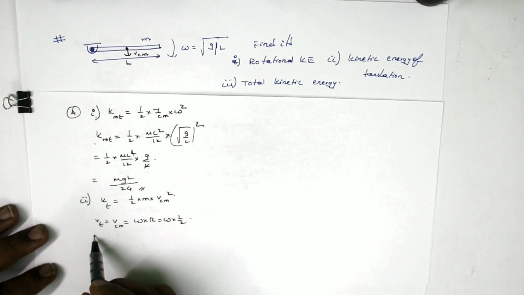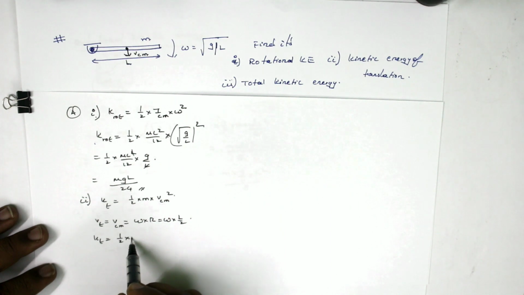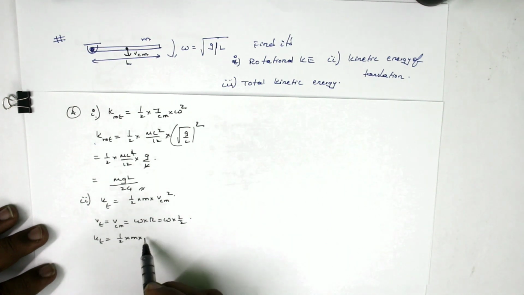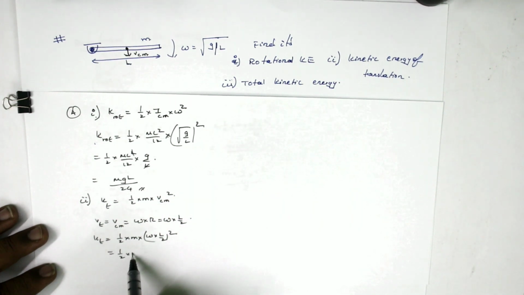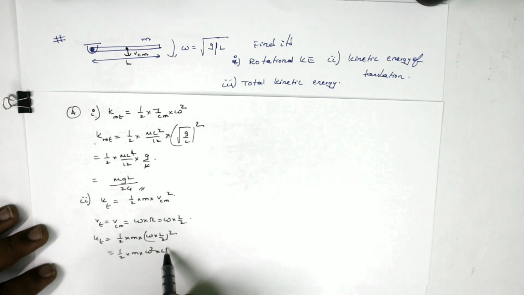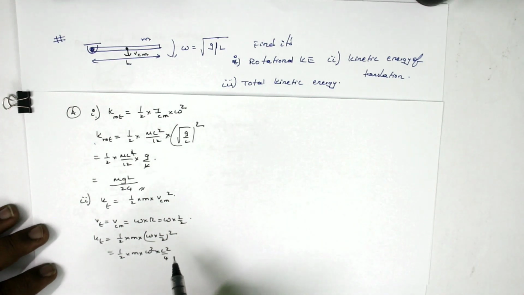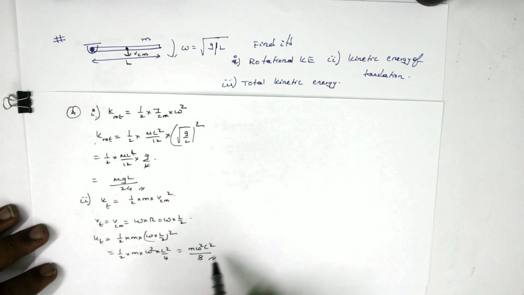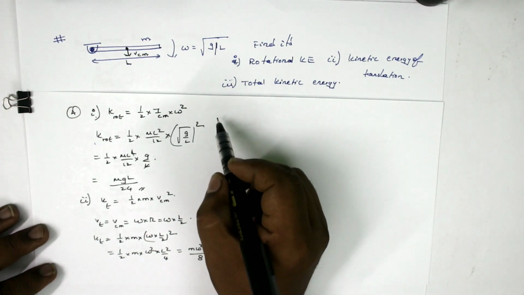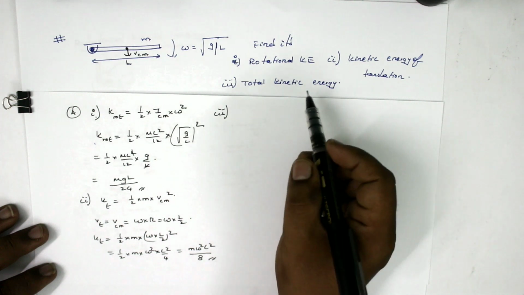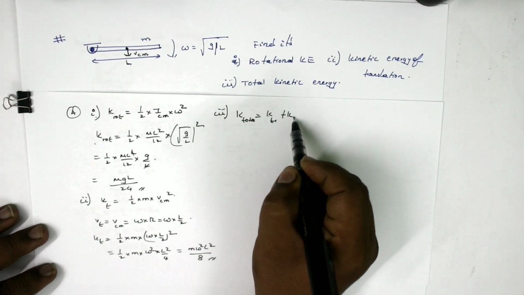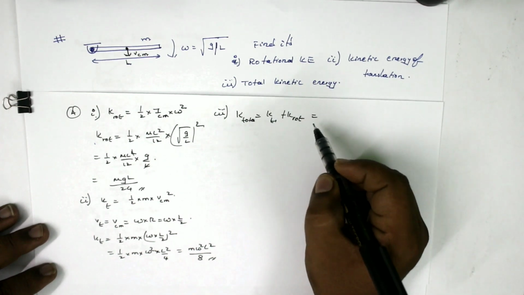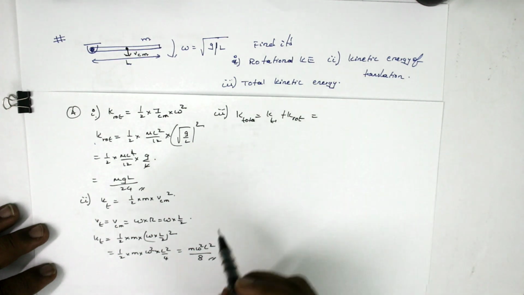Now if I substitute in this relation, K translational is equal to half into m into, instead of v CM, I will write omega into L by 2 whole square. Therefore half into m into omega square into L square divided by 4. The answer which we will get is m omega square L square divided by 8. So this is our translational kinetic energy. Now he is asking the third question also, which is called total kinetic energy. K total is equal to K translational plus K rotational.